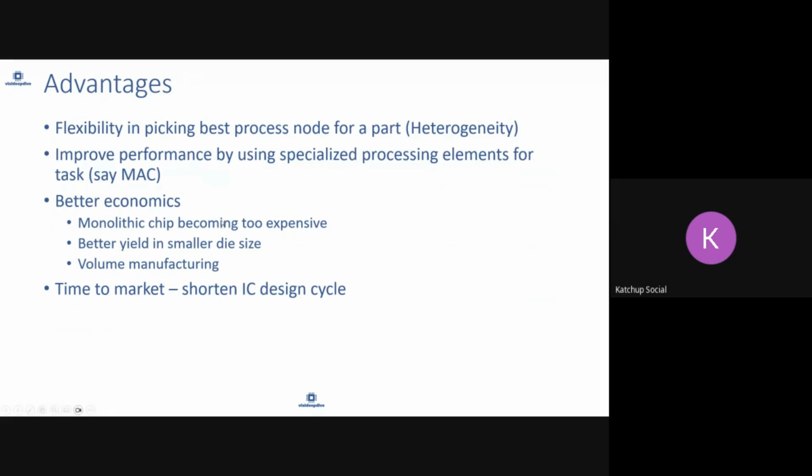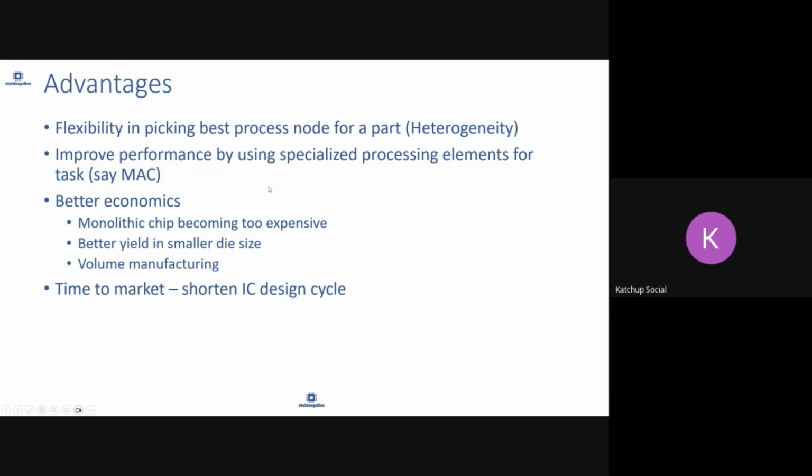So what are the advantages of doing this, right? The disadvantages which we have talked about, the trends we were talking about, right? If you are able to do this, which people are now able to do, there is flexibility in picking the best process node for a part. Let's say your RF works best in 28 nanometer, you pick RF to be in 28 nanometer. But for a processor, let's say 3 nanometer gives the best performance, you pick the processor in 3 nanometer. So basically it allows you to pick the best process for a part and allows heterogeneity.